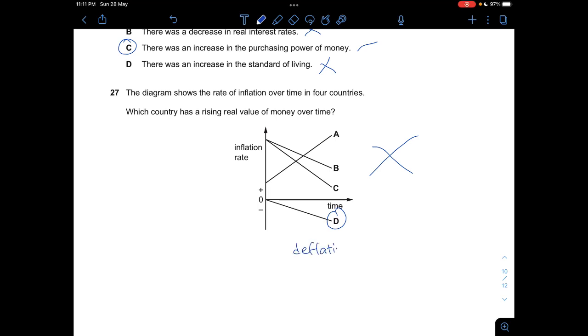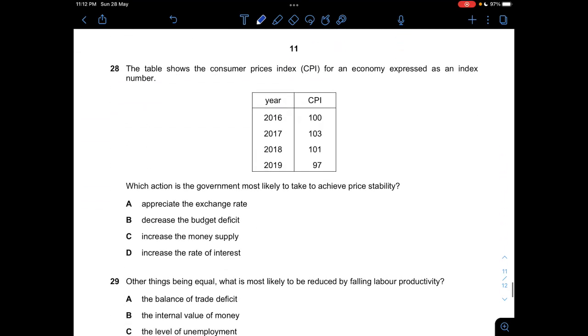When there's deflation, there is a decrease in the CPI, and when there's a decrease in the CPI, this means that the value of money that you have in real terms is actually higher. The value itself is higher. So let's say the inflation rate is positive, regardless of whether or not it's declining, it will still result in an increase in prices, and it will decrease the real value of money. So the answer will be the negative inflation rate. So answer is D.